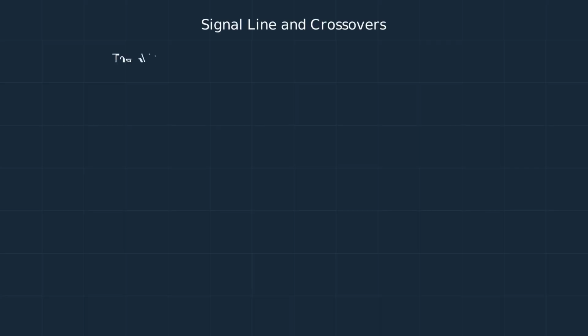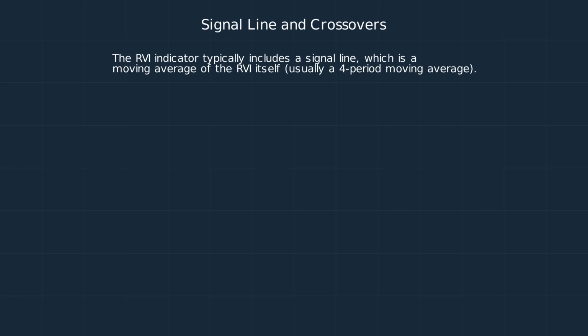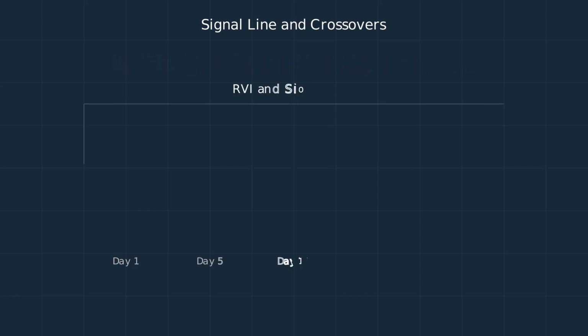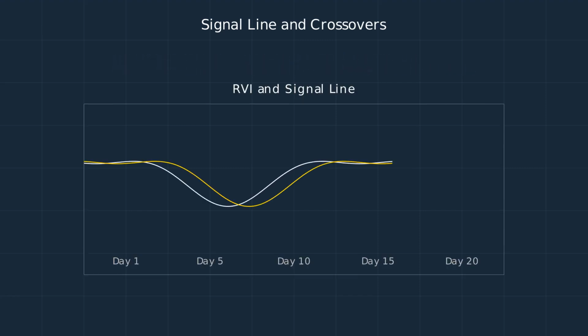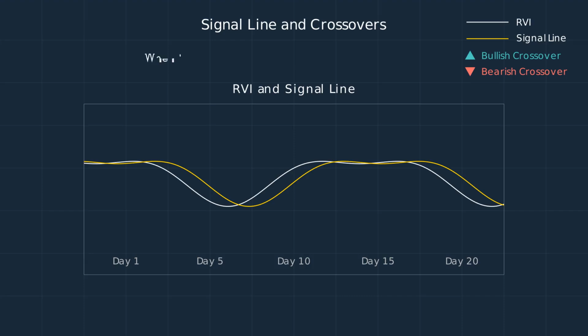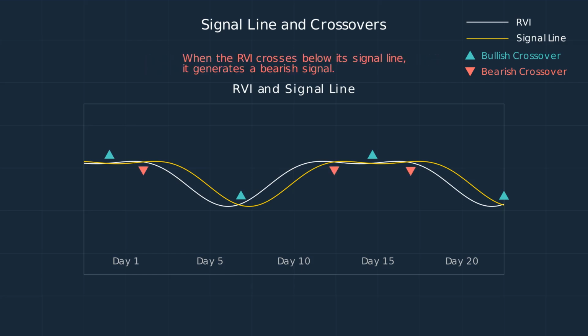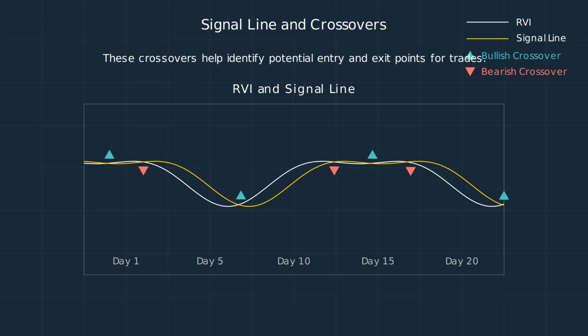The RVI indicator typically includes a signal line, which is a moving average of the RVI itself, usually a 4-period moving average. Traders watch for crossovers between the RVI and its signal line on charts like this. When the RVI, shown in white, crosses above its signal line in gold, it generates a bullish signal. Conversely, when the RVI crosses below its signal line, it generates a bearish signal. These crossovers help traders identify potential entry and exit points for their trades.